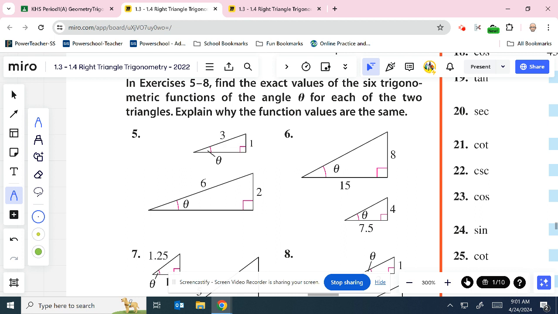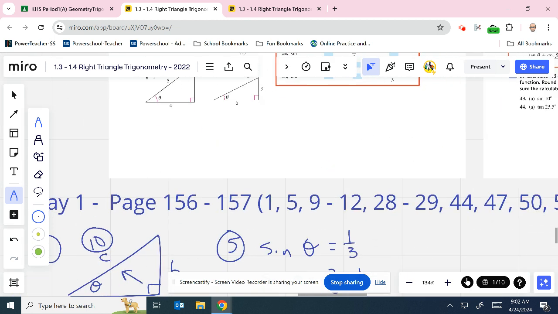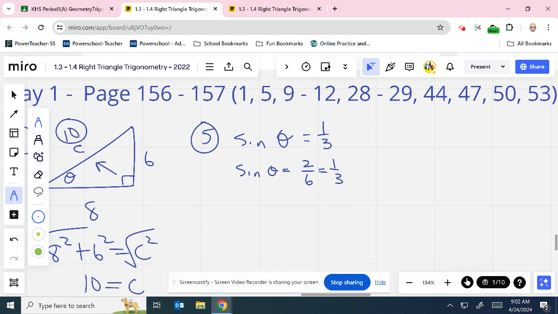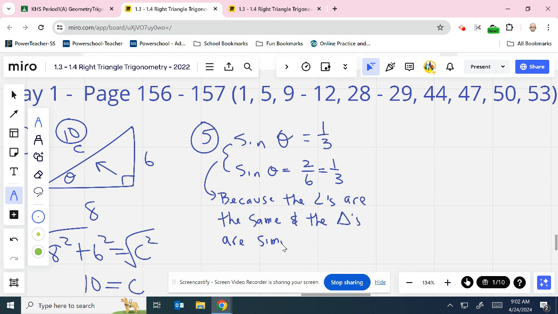Similar triangles are going to have the same ratios. These are going to have the same trig functions because these two triangles are similar triangles. They have the same angles. If you have two angles in one congruent to two angles in the other, they're similar triangles. So what you're going to put down here is these are the same. You're going to have the same sine because the angles are the same, and the triangles are similar. That's why you're going to have all the same trig functions.